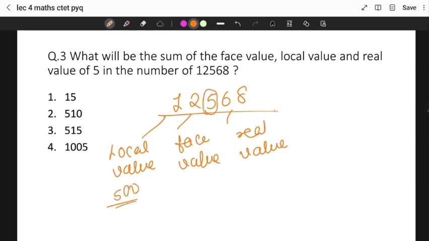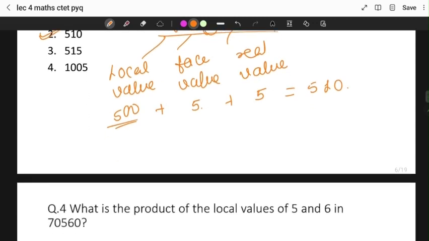The face value is the number itself, that is 5. Similarly the real value is also the number itself, that is 5. So we have to take the summation of all this, so this will give me 510. So the correct answer for the given question is option number B, that is 510, the summation of the face value, local value and the real value of 5 in the given number.